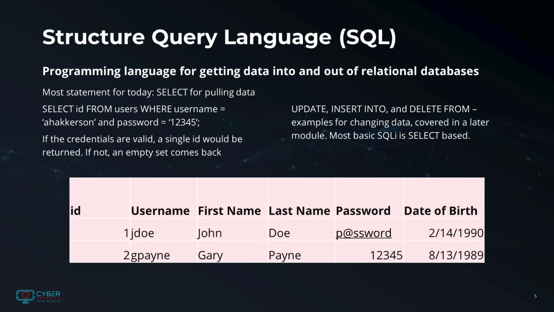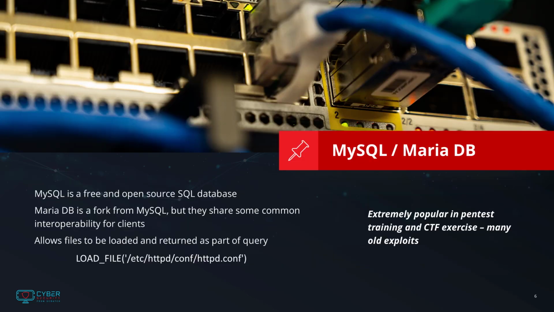Now, select is just the first option that you can have and the most simple for getting data out of a database, and the one that we're going to be looking at today for SQL injection vulnerabilities. However, there's other commands in the SQL language as well, such as update, insert into, delete from, and so forth. These are kind of complicated, so we're not going to get into it in this most basic episode.